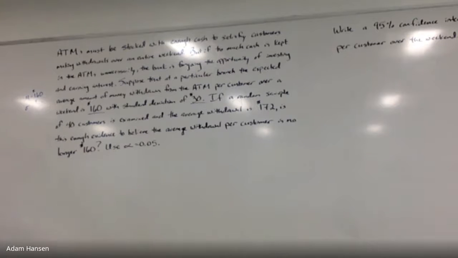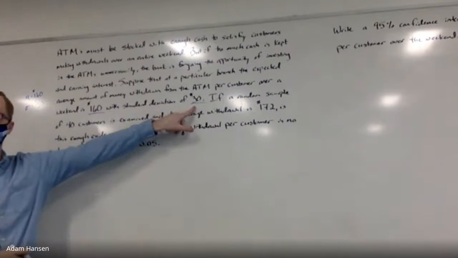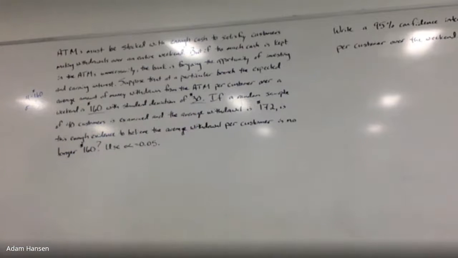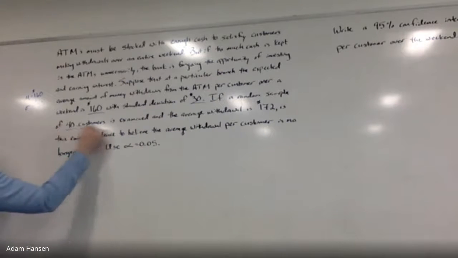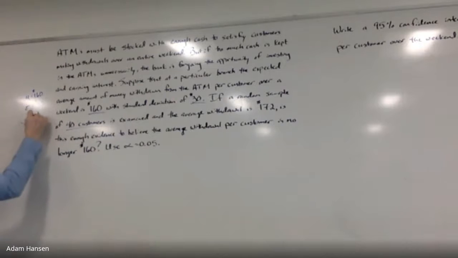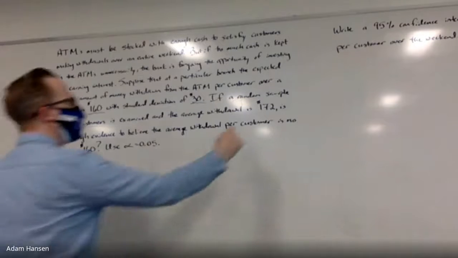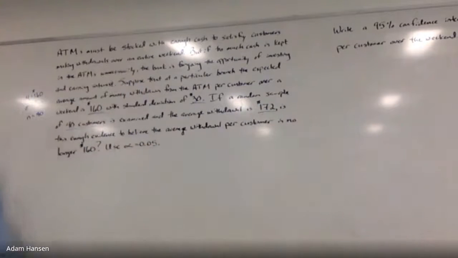Based off of previous ATM usage, we expect each customer to withdraw $160 on average with a standard deviation of $30. Now I take a random sample of 40 customers, so a sample size of 40, and their average withdrawal amount is $172. Does this 172 refer to some of the ATM's customers or all of them? Is that the sample mean or the population mean? Sample. So what's the notation for the sample mean? X bar.